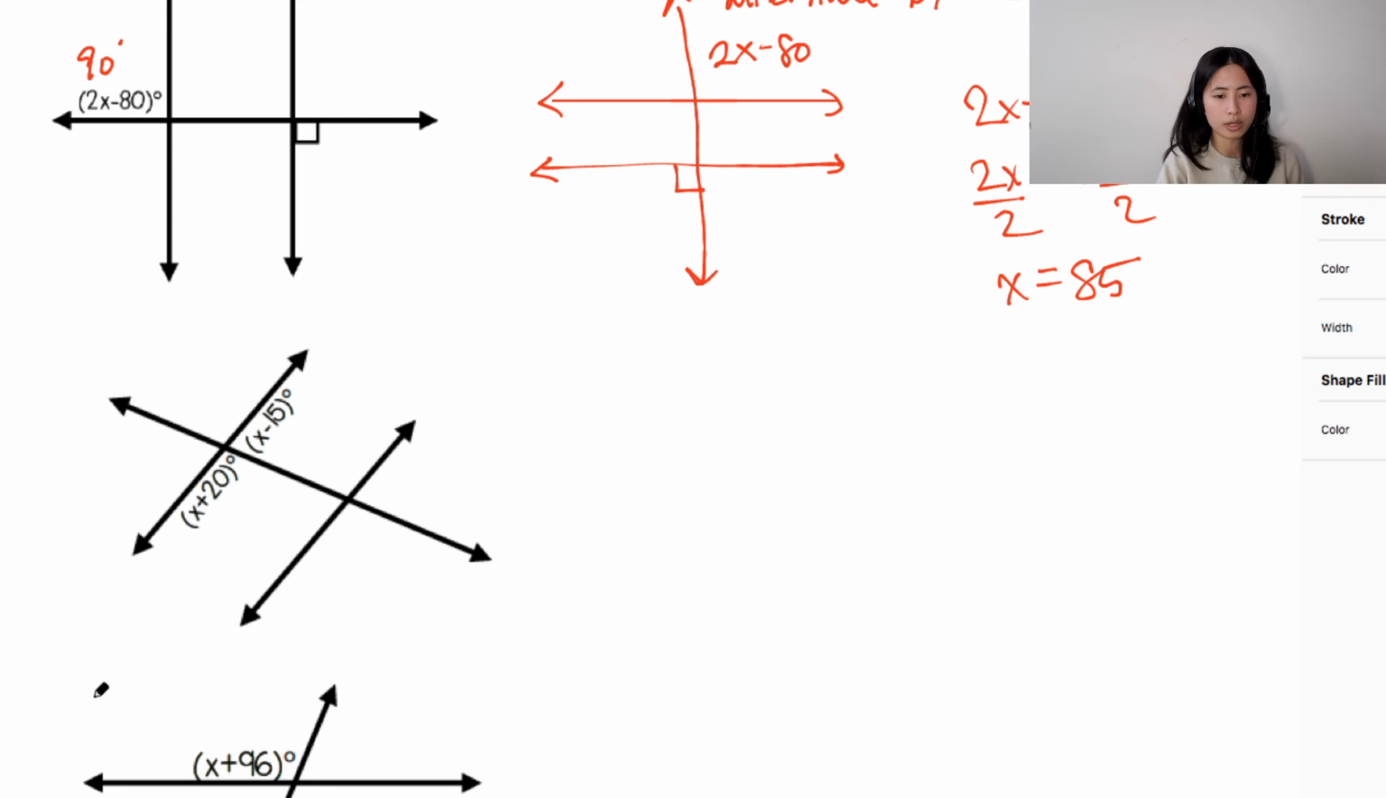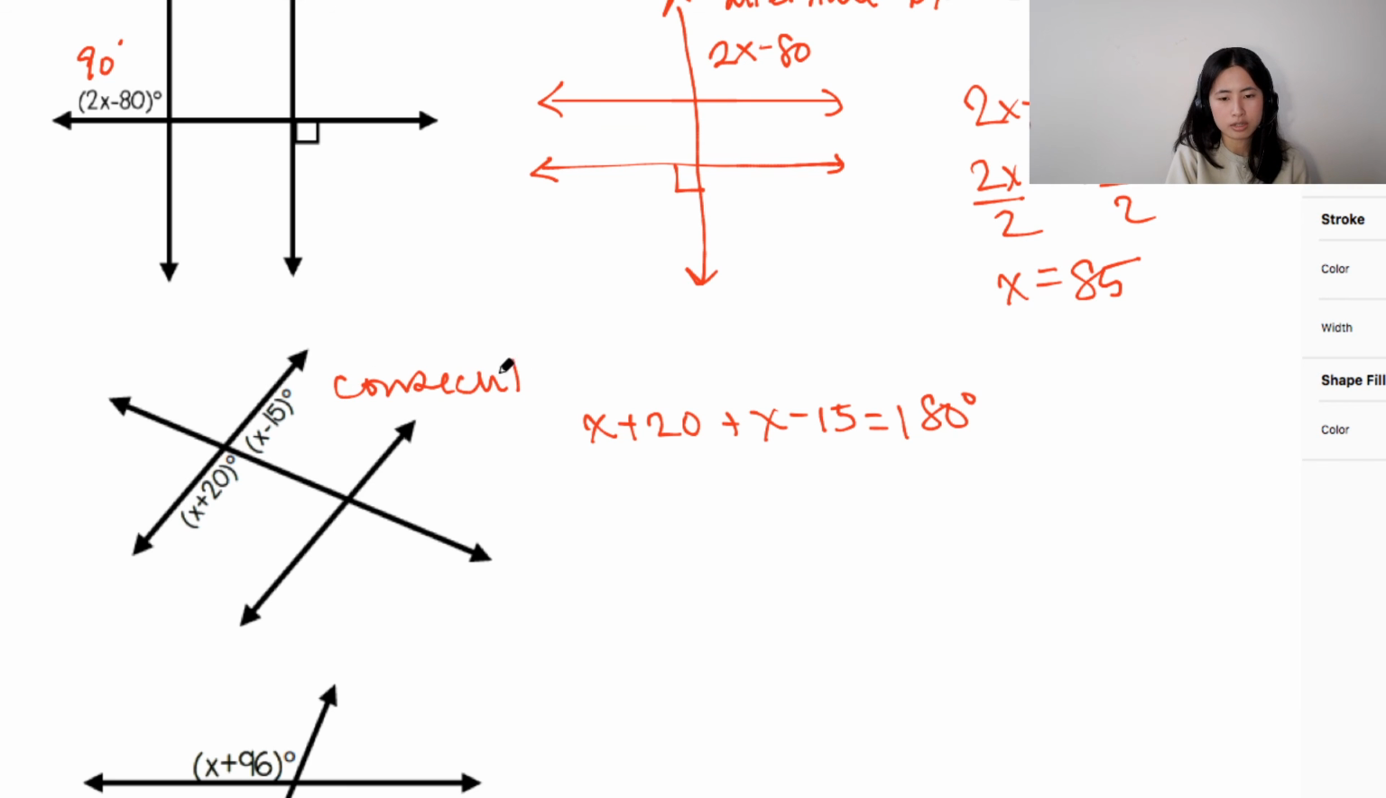Okay, so in this example, because they're consecutive, that means they're on the same side of your parallel line. And on top of that, you know that they're supplementary to one another. So you can say that this is x plus 20 plus x minus 15, which is equal to 180 degrees, right? And first of all, these are what you call consecutive interior angles.